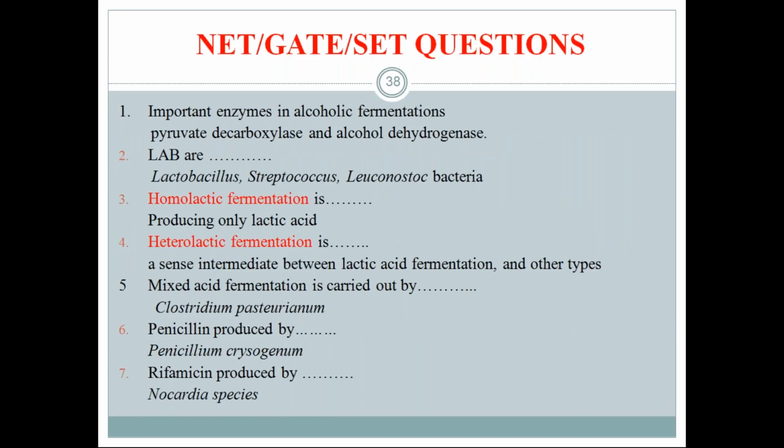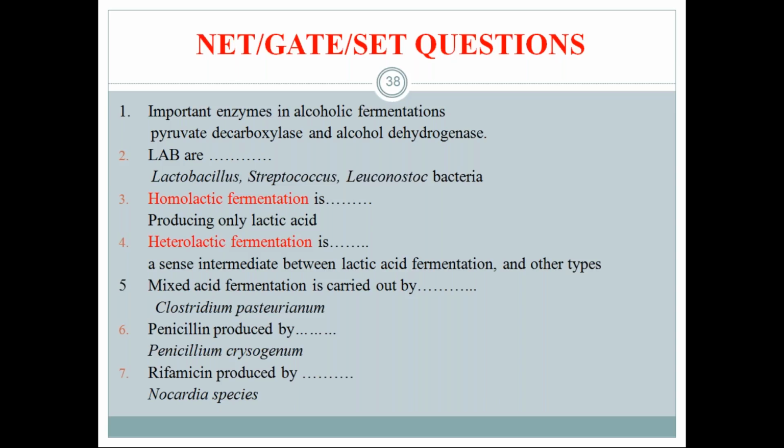Now the questions. Important enzymes in alcoholic fermentation. Already I gave this answer. No options are there. Pyruvate decarboxylase and alcohol dehydrogenase. These are the two important enzymes in alcoholic fermentation. Now lactic acid bacteria are Lactobacillus, Streptococcus, Leuconostoc bacteria. Now what is homolactic fermentation? Where only lactic acid is produced. What is heterolactic fermentation? Where rather than lactic acid, other products are also produced. Now mixed acid fermentation is carried out by Clostridium pasteurianum.